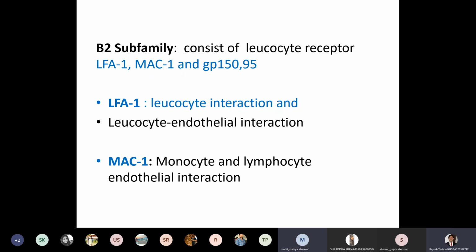Because sir, the diagram that you explained before, I did not understand that either. That is why I am confirming this. What does it stand for? LFA and MAC. MA is equal to monocyte. What does A stand for? I do not know.